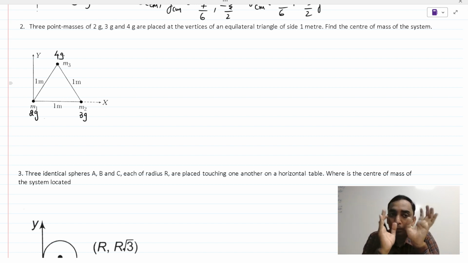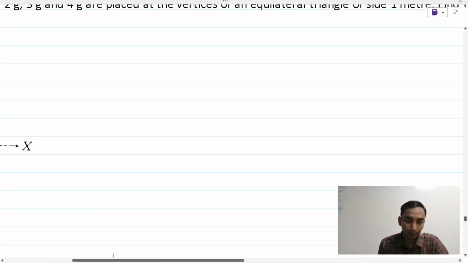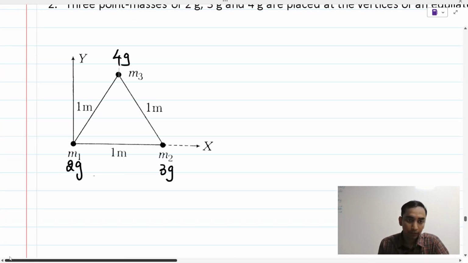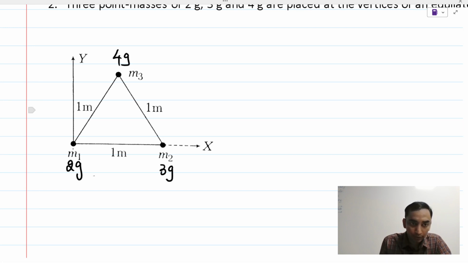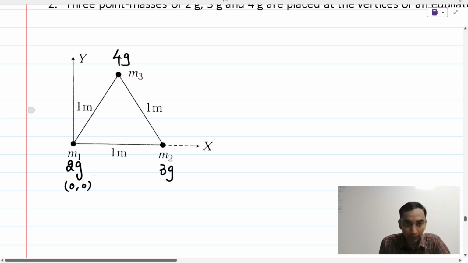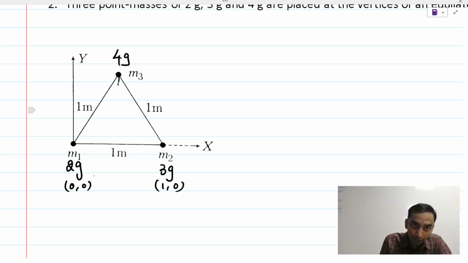That's completely fine if you get different answers, because it depends upon the arrangement. Usually, you are supposed to place the first ball, of mass 2 gram, at the origin. You may arrange them in 2, 3, 4 sequence. So let's write the coordinates. The coordinates of the first mass are 0, 0. The coordinates of the second mass are 1, 0.